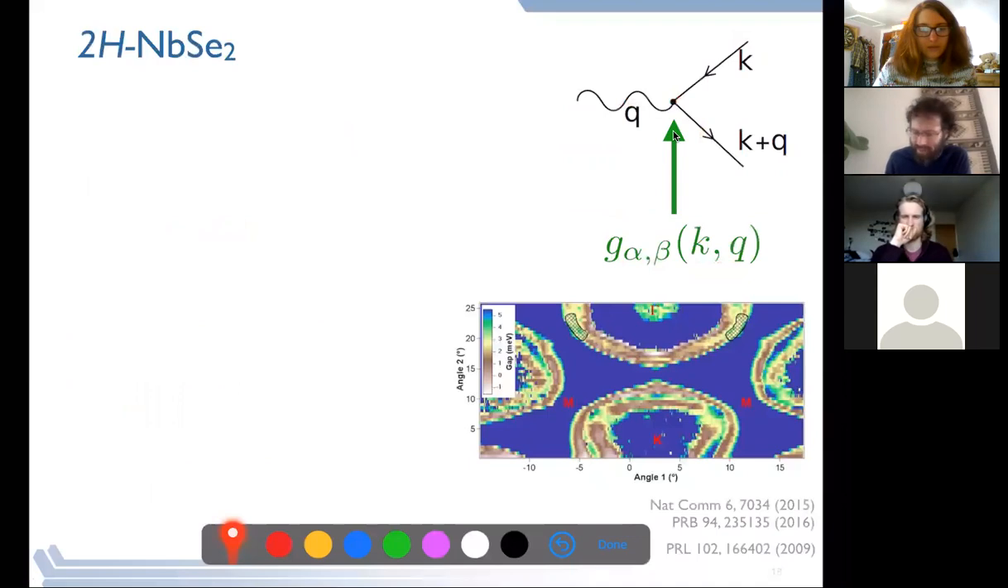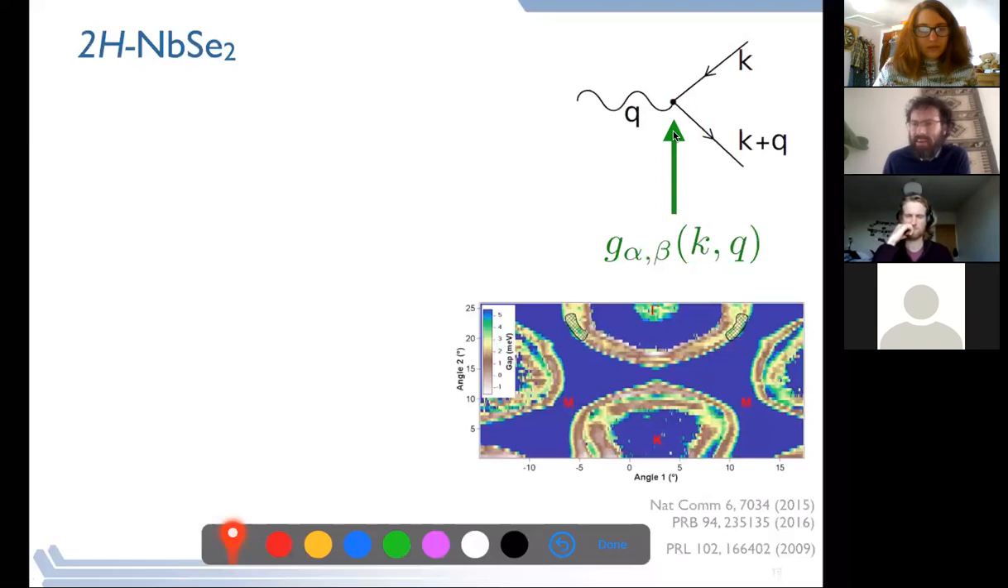Now, it turns out that the momentum dependence of this function in this material, niobium diselenide, is very strong. And it so happens that the electrons here scatter much more than the electrons here. That's the hand-waving version of it. Because of that, you really see the electrons only in certain places and not in others. And so we can actually model this.